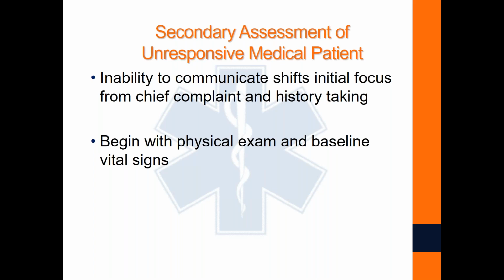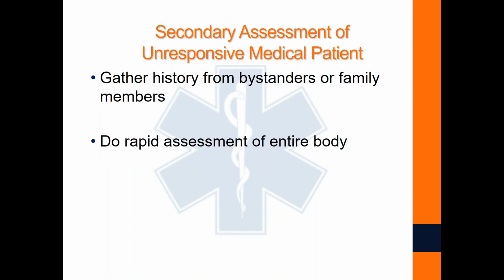If your patient's unresponsive, we're going to get our chief complaint and history downstream. If my patient's unresponsive, I'm going to get a physical exam and baseline vitals right out of the gate. And then I'm going to start working on getting some history from bystanders or family or anybody that's with them. I'm going to do a rapid assessment of the body from the head to the toe. I'm going to touch, inspect, palpate, auscultate, everything, soup to nuts, top to bottom.